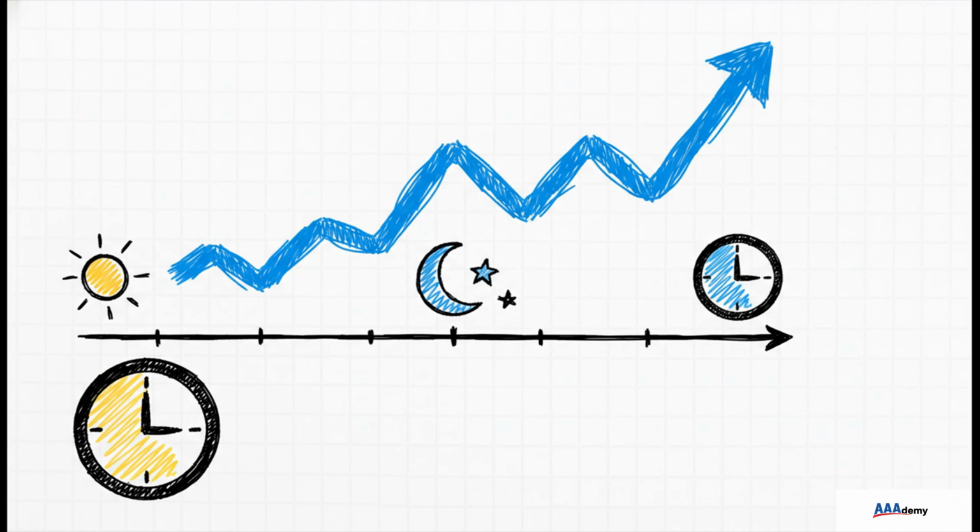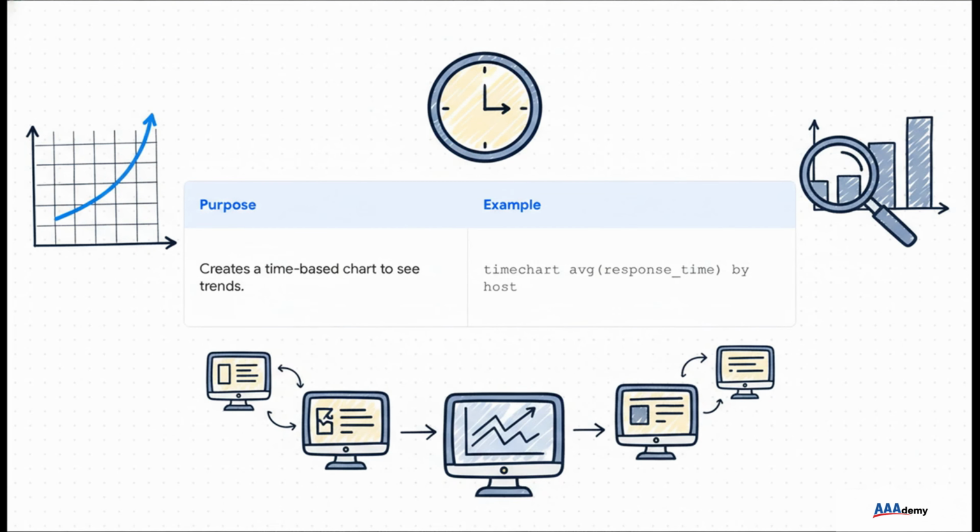But a simple count only tells you what's happening right now. To really see how things are changing over time, to spot those trends and patterns, you're going to need timechart. Timechart does, well, exactly what it sounds like. It creates beautiful charts against a time axis. This is just brilliant for visualizing trends. Are your website's response times slowly creeping up during the day? A quick timechart will show you that instantly.